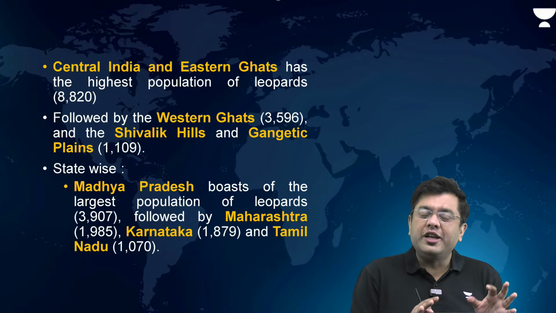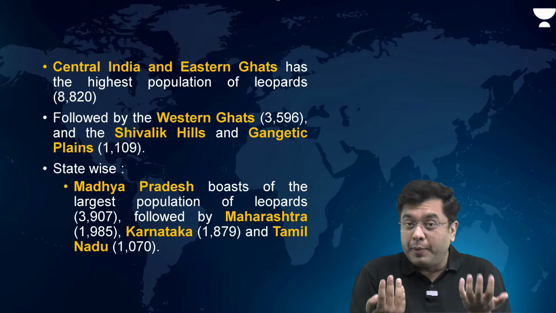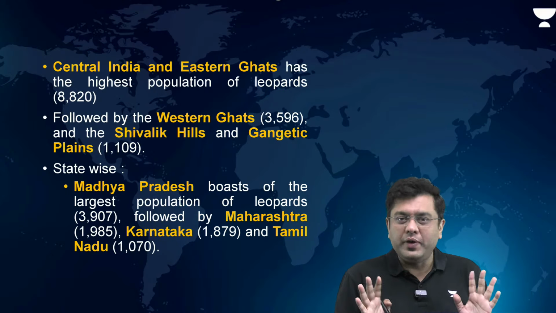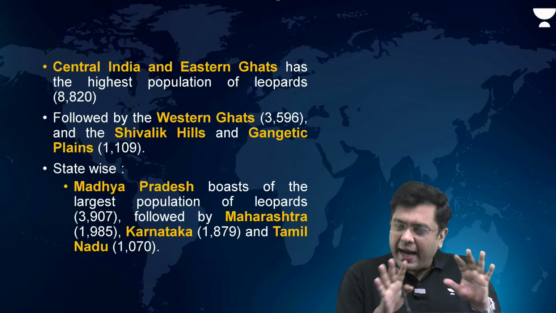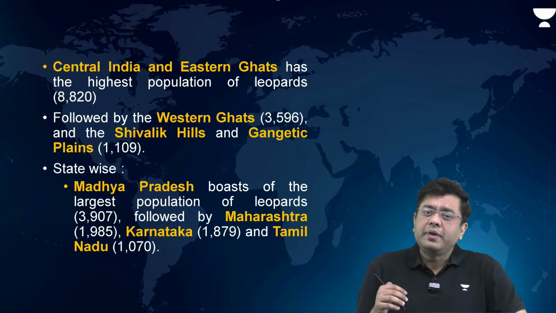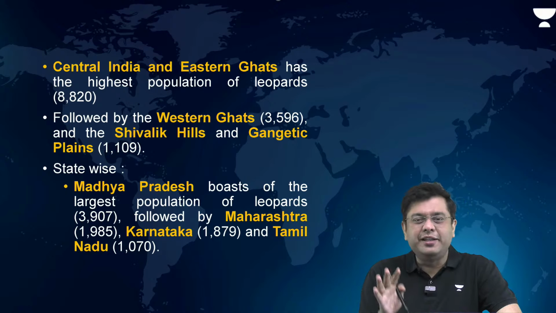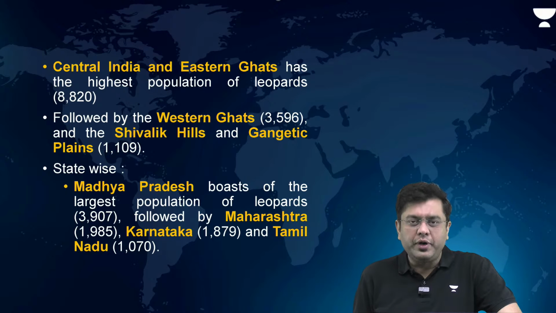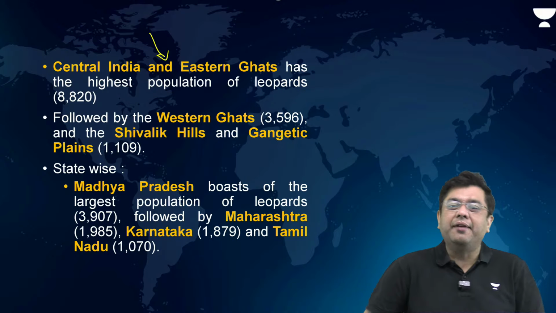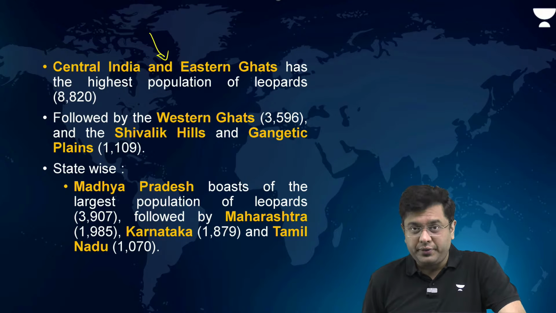So it is important for us to identify in which region the population has actually increased and in which region the population has actually decreased. I will give you a table and a chart as well, which you can refer to. So here, if you take a look at the geographical regions where they are found, the central India and eastern Ghats will have the highest population of leopards.